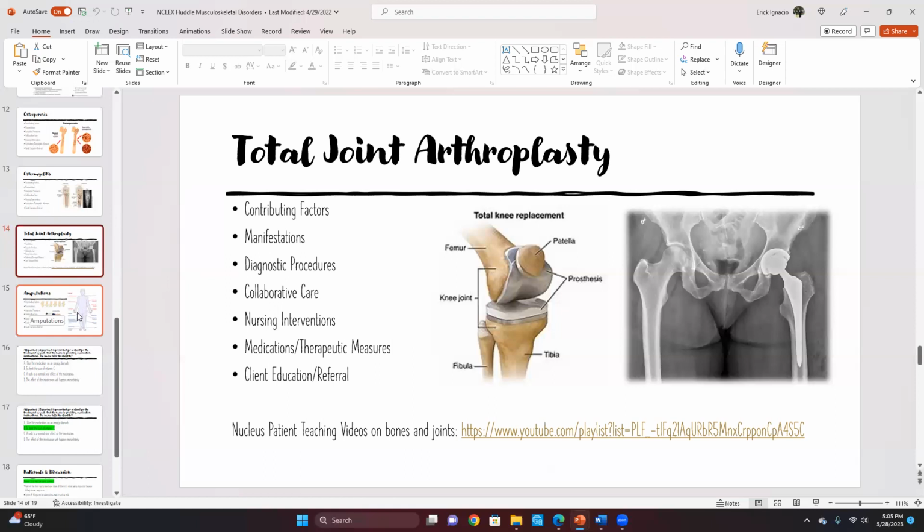The hip patient has some things where we don't want them to cross their legs. We want to have a raised toilet seat. Those are all important. We want to keep that abductor pillow so we keep their legs extended so they don't dislocate their hip.